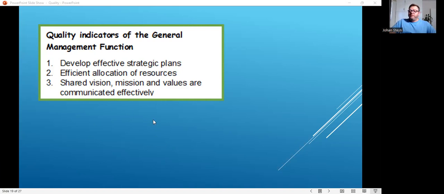It needs to be a shared vision and mission. So that means you need to communicate the vision and the mission effectively.